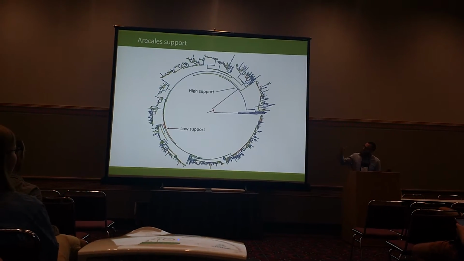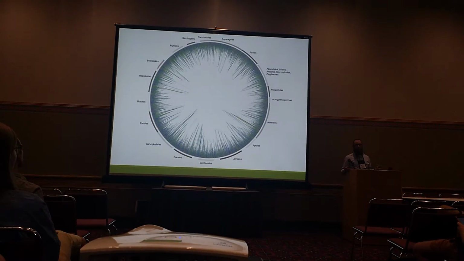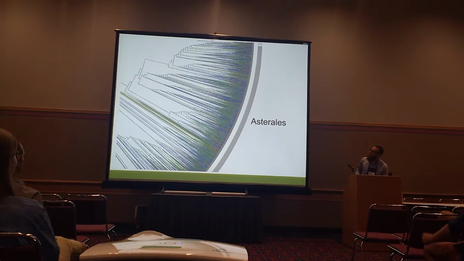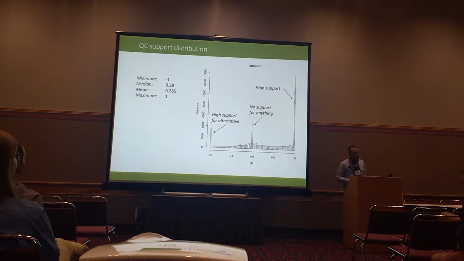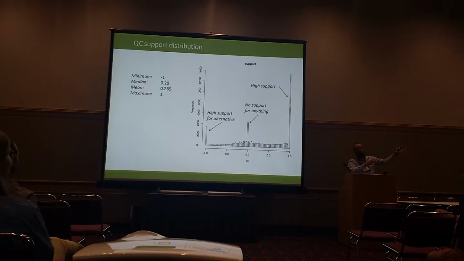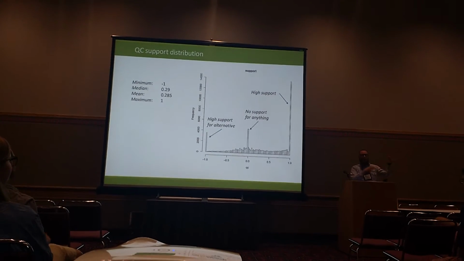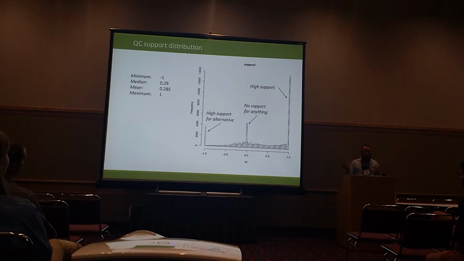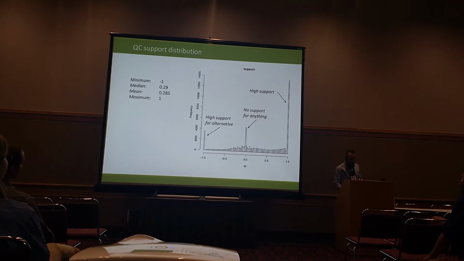Anyway, same idea. Here we have low support in red, high support in blue. Here is the whole tree. Again, it's completely unreadable, but if you zoom in, you can see it's quite variable. Nevertheless, the score here goes from -1, where some other resolution is completely supported rather than what we get, to 1, where our resolution is what the data supports, and the median is about 0.29. So a little bit of support for what our tree says.